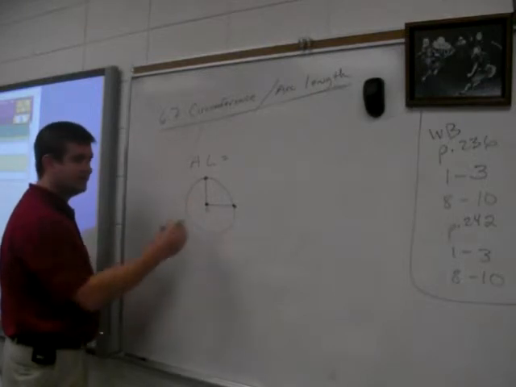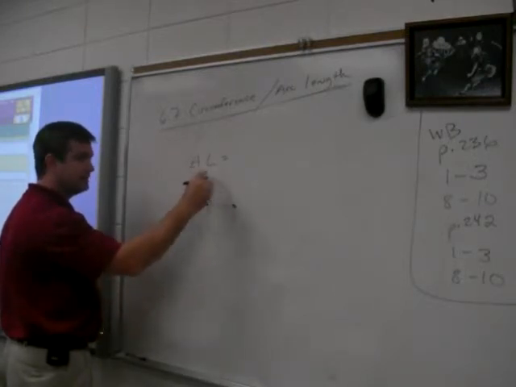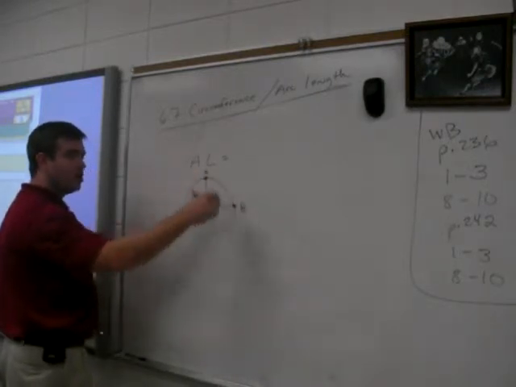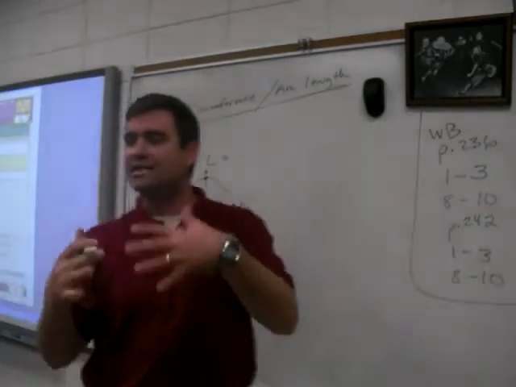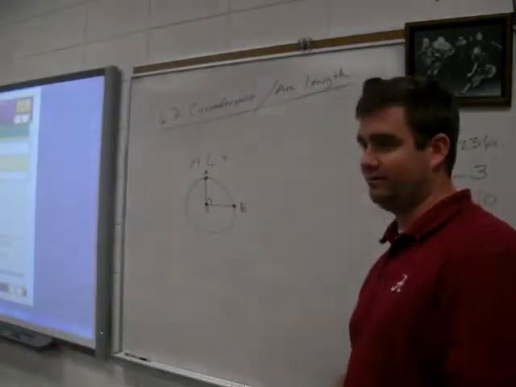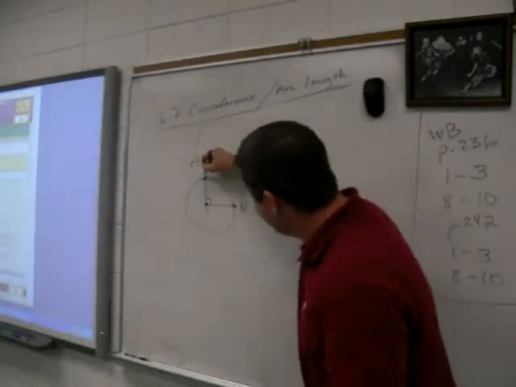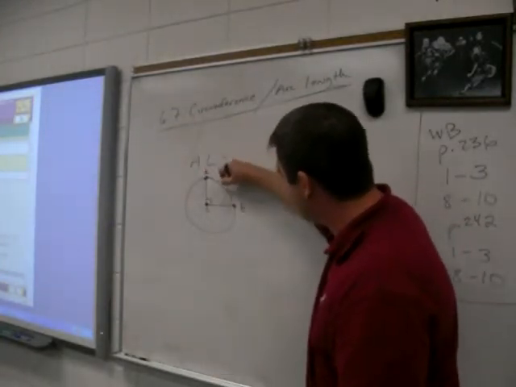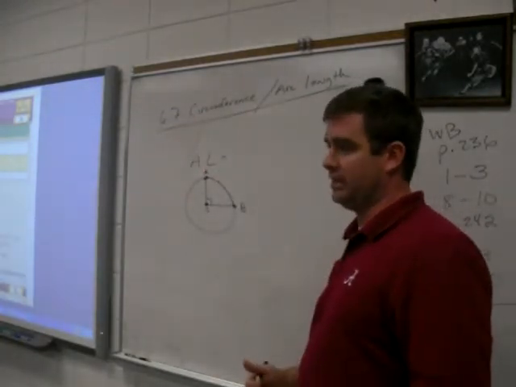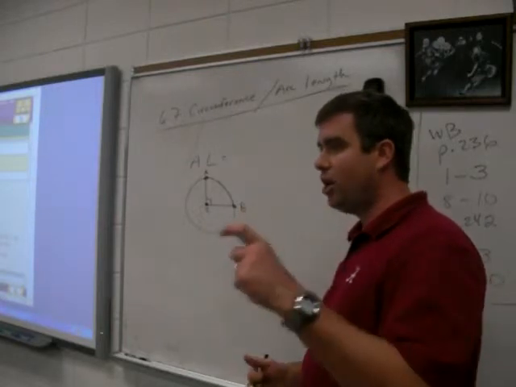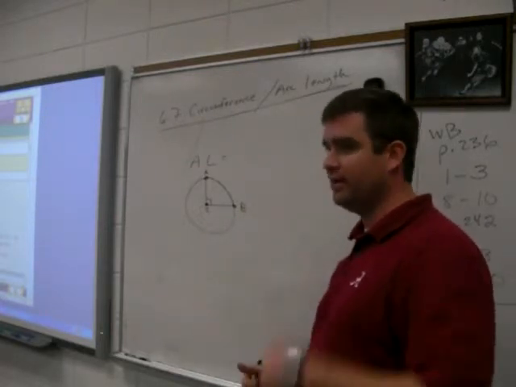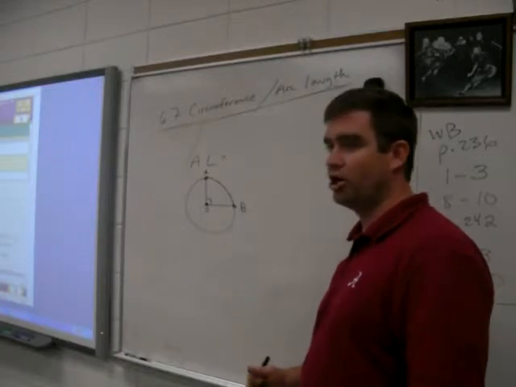If this is the center of the circle and this is a right angle and this is A or B, the arc length can tell us just a section of the circle, a part of the circle. We're not going all the way around, we're just going from here to here. That's what arc length is. It is a part of the perimeter of the circle. Okay, you with me? Arc length.